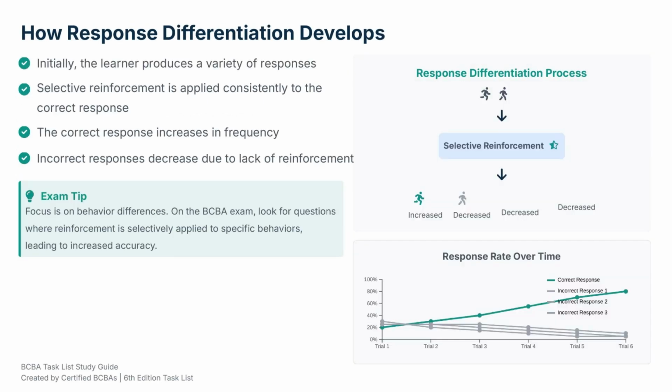Response differentiation typically develops gradually. At first, the learner may produce a wide variety of responses. The instructor then consistently reinforces the response that most closely matches the desired behavior. Because reinforcement is delivered selectively, the correct response begins to occur more frequently. At the same time, incorrect responses decline because they no longer produce reinforcement. On the BCBA exam, when you see a scenario where reinforcement is applied selectively to different responses, that is usually an example of response differentiation.